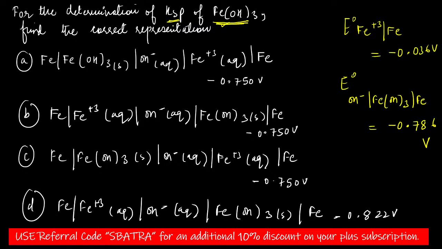So what you have to find out is the correct representation of the cell. These are the given E0 potential values. You have to tell the correct option which represents the particular cell through which you can find the value of KSP. This will take some time, one minute will be enough for this question. So just use your concepts, take enough time and then give your correct answers.